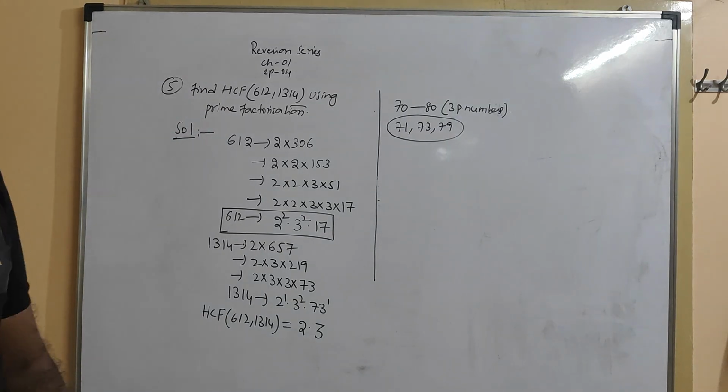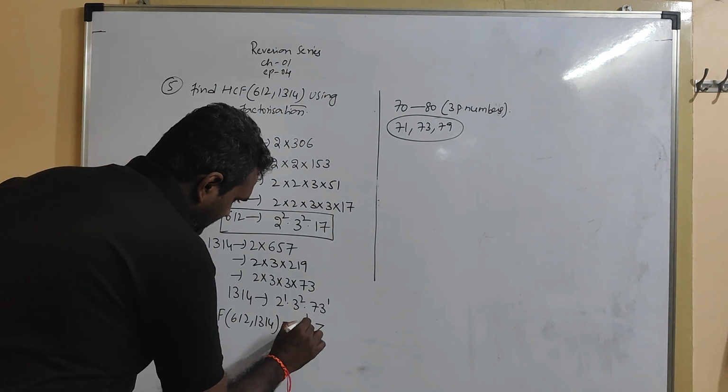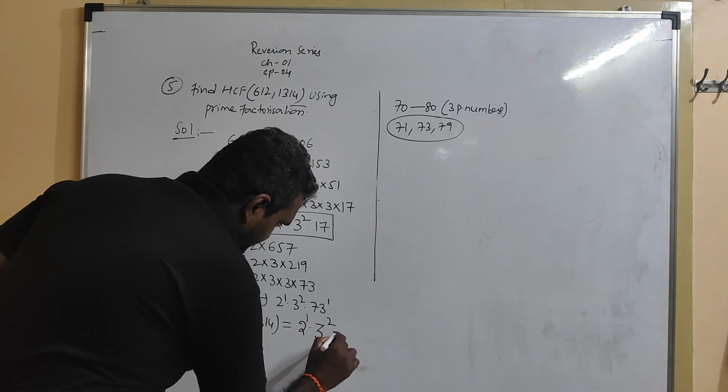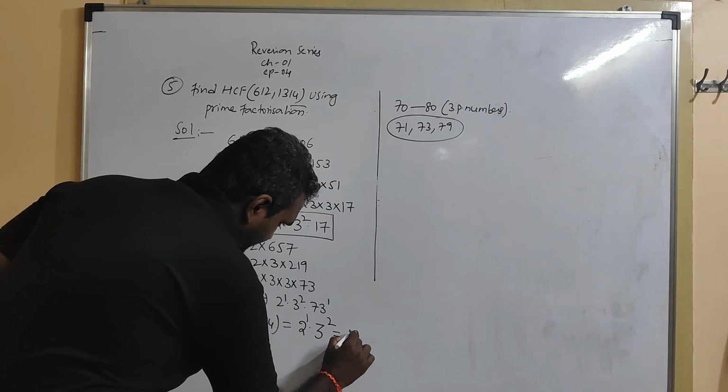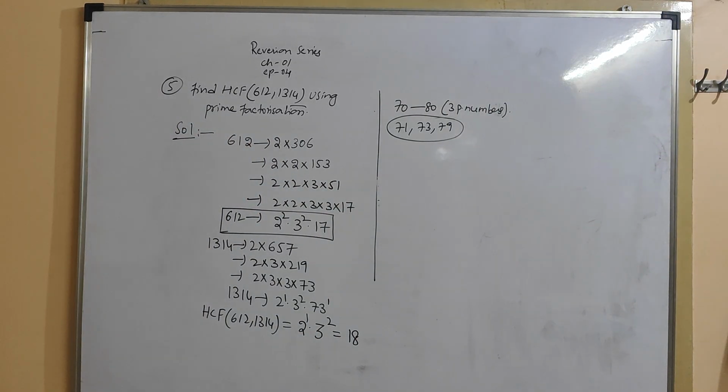And afterwards, HCF they are asking means lowest power you have to write. For 2 the lowest power is 1 and for 3 the lowest power is 2 only. So 9 into 2, that is 18, has to be your answer. HCF for this is 18. Am I clear or not?